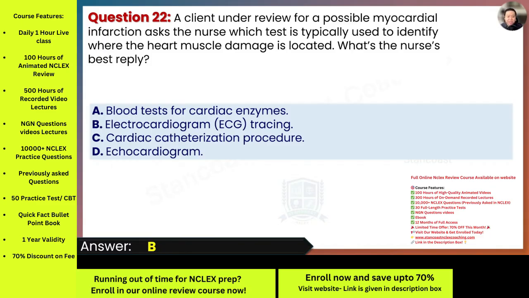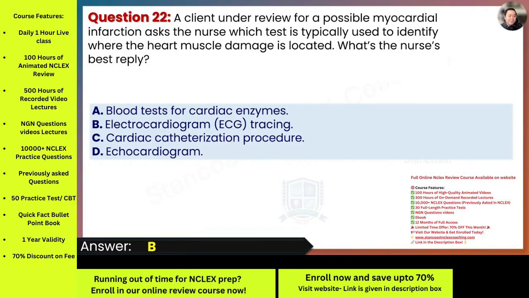Now, why is letter A incorrect? This is blood tests for cardiac enzymes, so we're talking about troponin and CK-MB. We know that these are critical for confirming that a heart attack has occurred, but again, they don't help with localizing. They will not help identify the location of the damage.